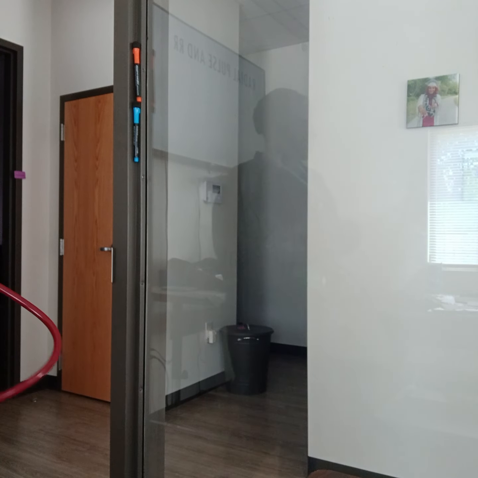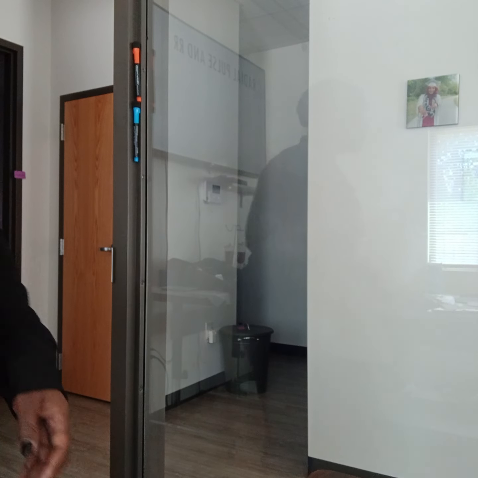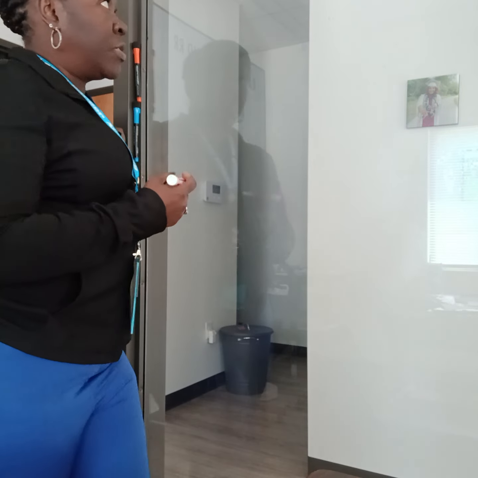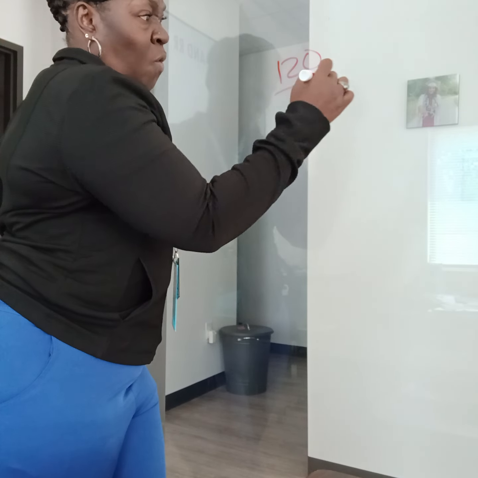Now, before taking the patient's blood pressure, you're going to ask them what? Do you have a history of high blood pressure? Now, the question is, why do you ask if you have a history of high blood pressure? Now, a normal blood pressure for an average adult is what? 120 over 80.